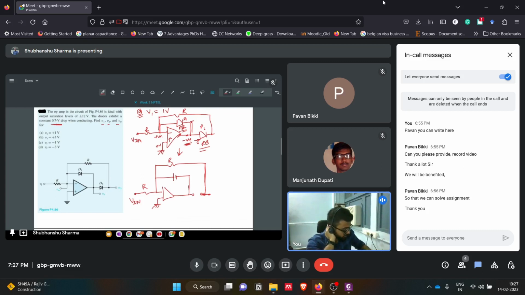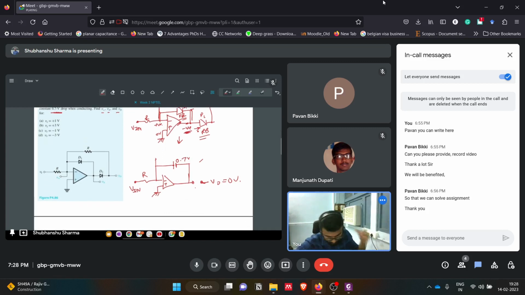In this case, this was open, so what will happen? This path is useless. No current will flow through it, so we can remove this path. Only this circuit is left. The output was here, V naught, so V naught will be 0 volt. Sorry, it will be 0 volt.